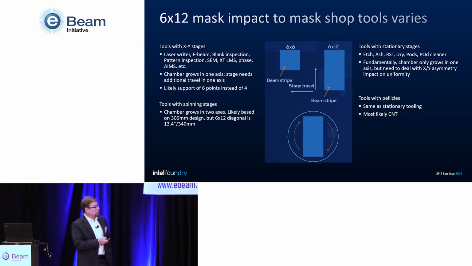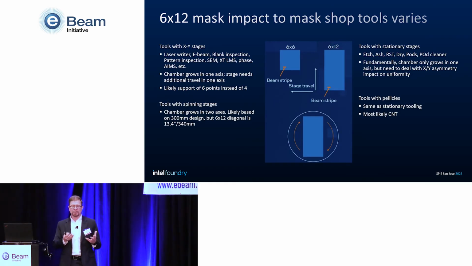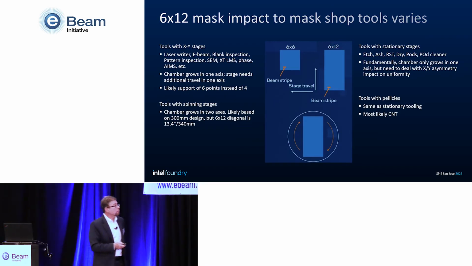Now, the more difficult ones are the tools that spin, like the coater, developer, and cleaner. Those are more difficult. How do you spin a rectangular shape? And it just happened that the size of this reticle doesn't quite fit in a 300-millimeter chamber. So we're quite worried about that. And then we have the stationary tools like the etchers and the asher, and a bunch of others. And then we also have the pellicle, which I talked about a little bit.